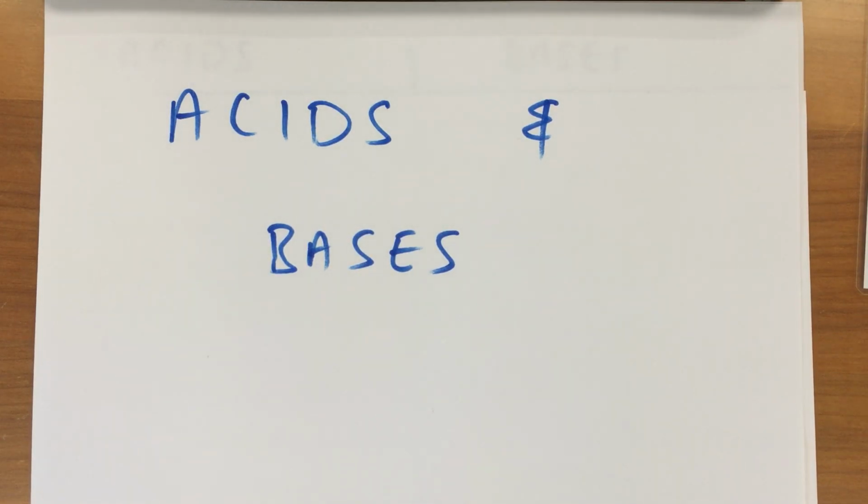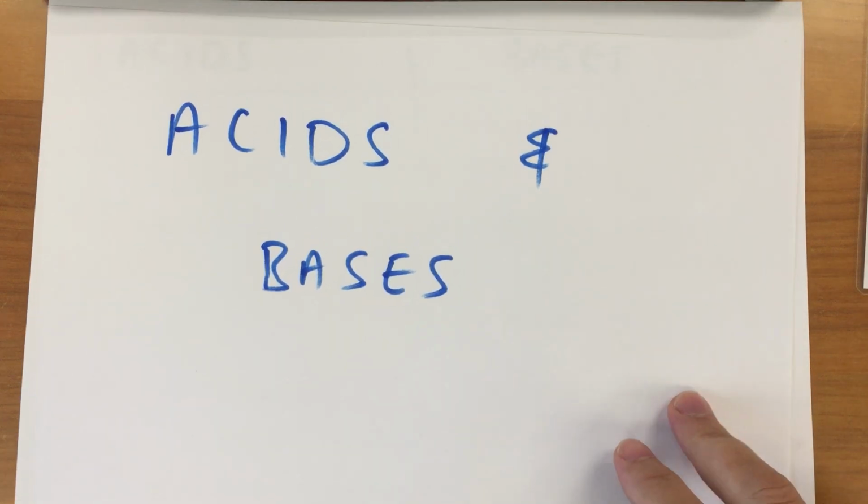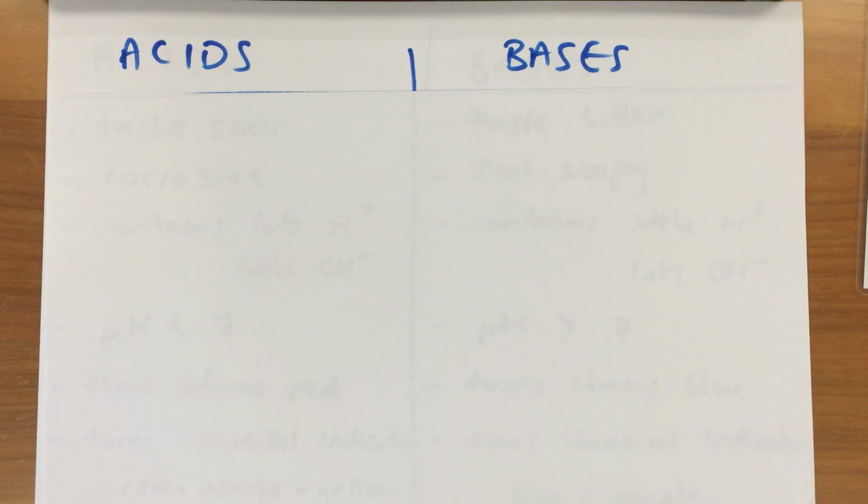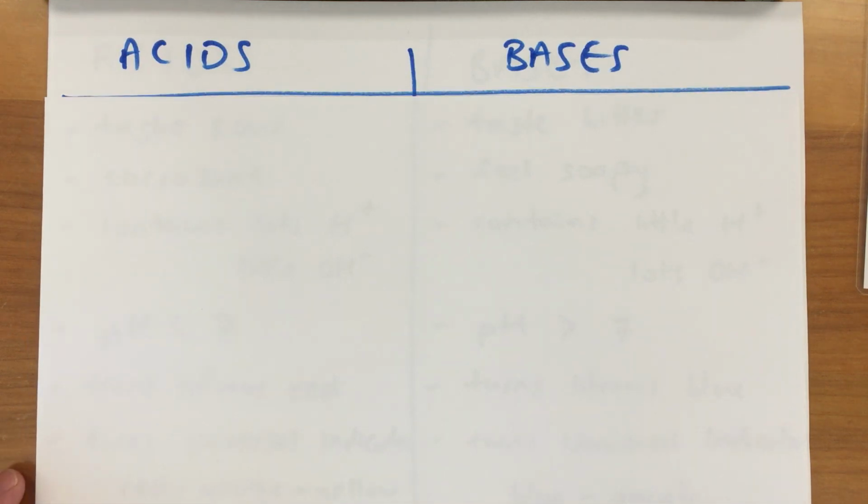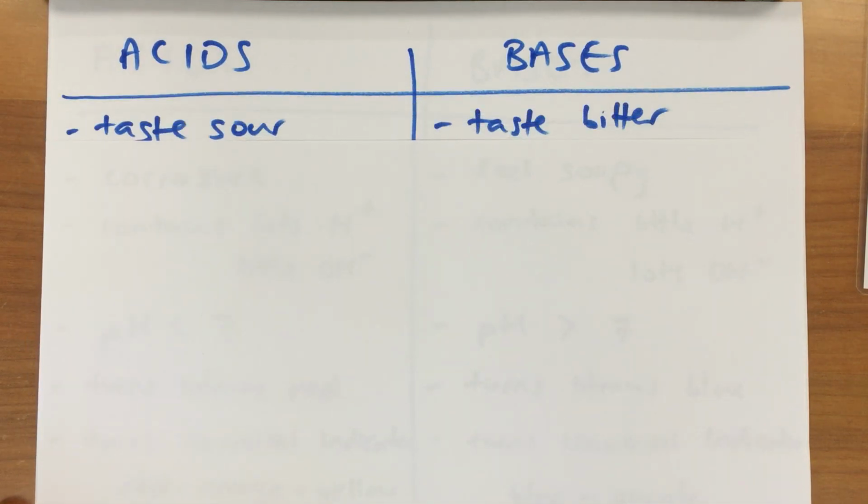In this video we're going to work through acids and bases, what they are. So let's start off by recapping some of our Year 10 knowledge. In Year 10 you hopefully would have learned that acids taste sour and bases taste bitter. The only reason we tell you about that is to show you that acids and bases are different. They are not the same thing, they have different properties.